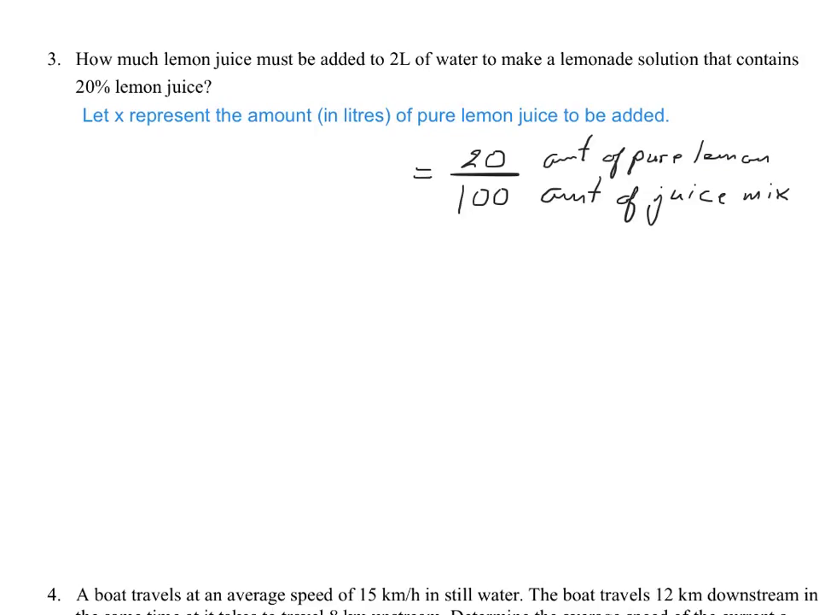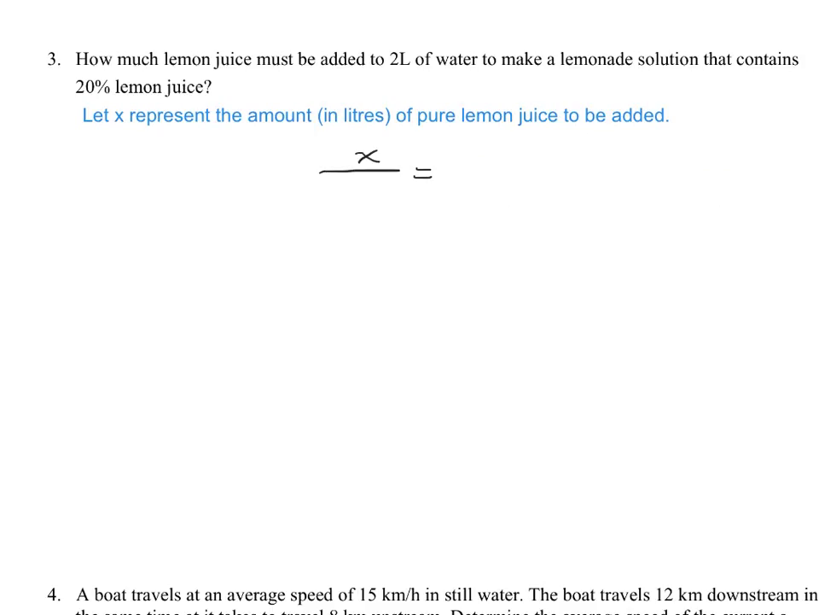Because the amount of pure lemon juice that I'm adding is a mystery, that's my x. But the amount of juice I'm going to have at the end, well, that I also don't know, because I'm going to start with 2 liters of water, but then I'm adding x liters of lemon juice. So this will be my equation that I'll use: an amount of pure lemon juice over the total amount of the mixture equals the 20%. So 20 is the amount of pure lemon juice, the 100 is the amount of the total juice mixture.